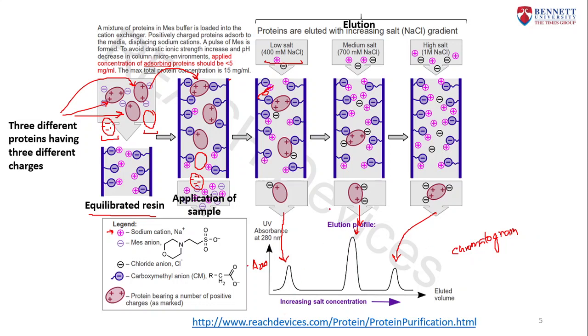You can also collect them in test tubes. So this peak, when it is starting to come out, you can collect in a test tube. This peak, you collect in another test tube, and your proteins will be separated from one another. Okay, it's a standard method for protein separation using ion exchange chromatography.